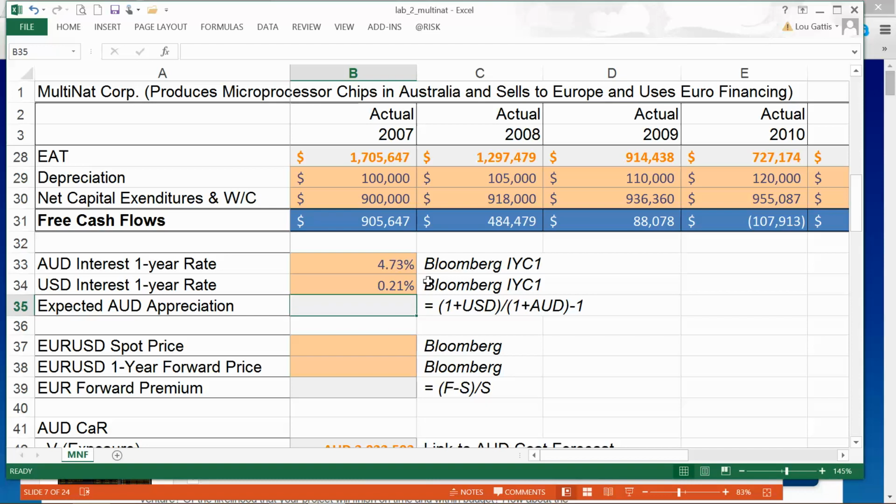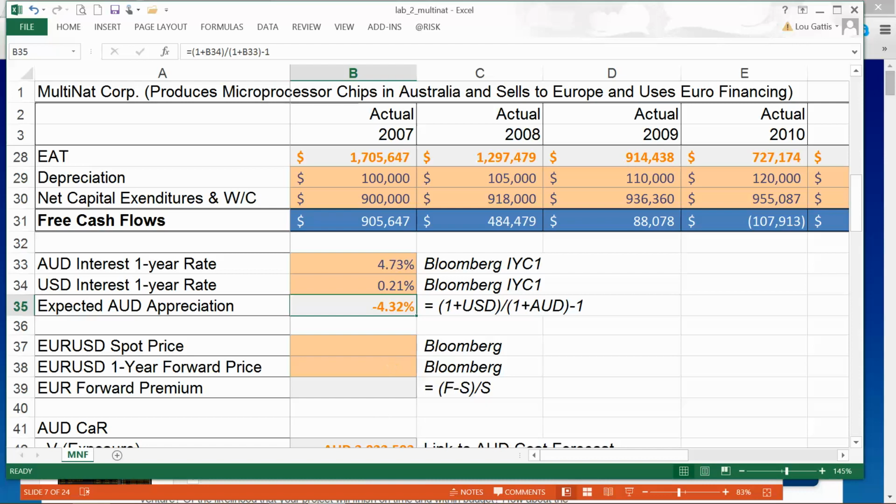And then we'll forecast the appreciation of the Australian dollar using IRP. If we take the ratio of 1 plus the US interest rate divided by 1 plus the Australian interest rate, minus 1, that'll give me a forecast of Australian dollar appreciation. And since the Australian dollar has roughly 432 basis points higher interest rates, we assume they have higher inflation, therefore the Aussie is going to depreciate by 4.3%.